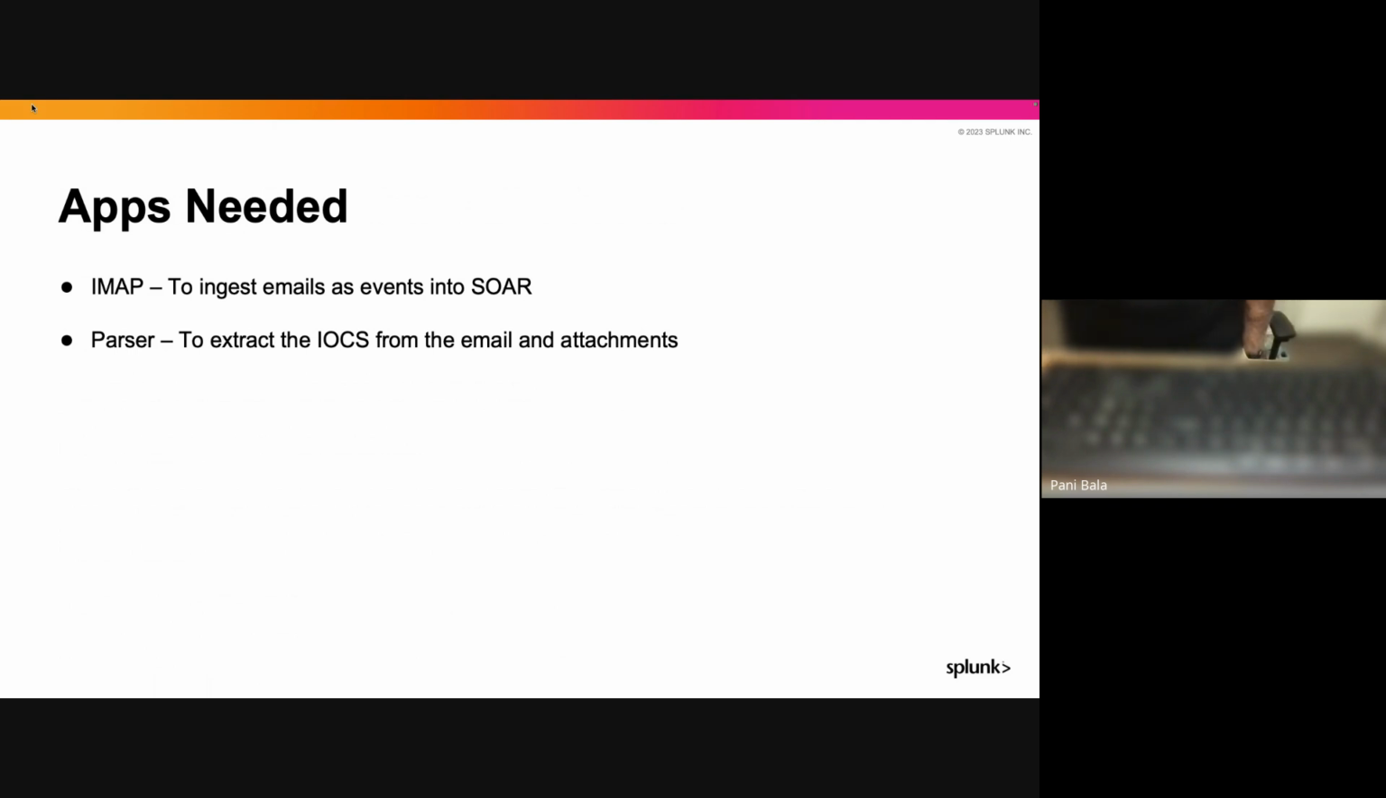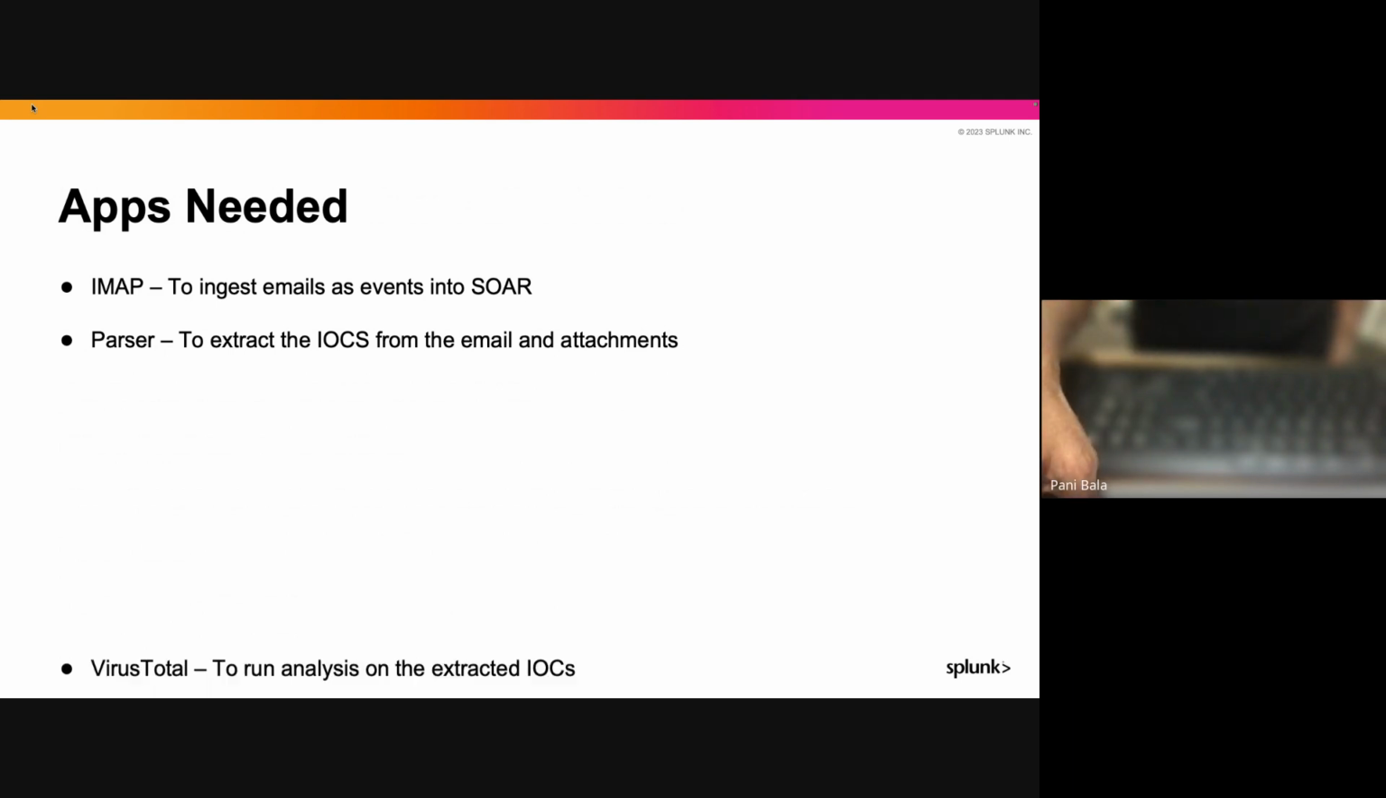This is a Splunk supplied product that runs through the email, attachments, everything, and extracts IOCs. For EWS or MS Graph, we have other products in Splunk where there is no need for a parser. There are parsers built into the app so that as soon as we ingest the emails, the IOCs are already extracted and the information is available here.